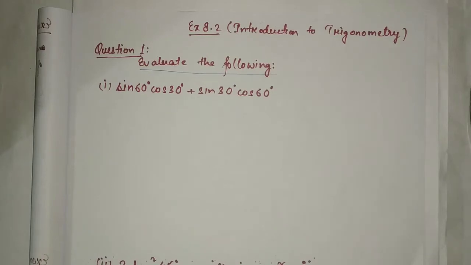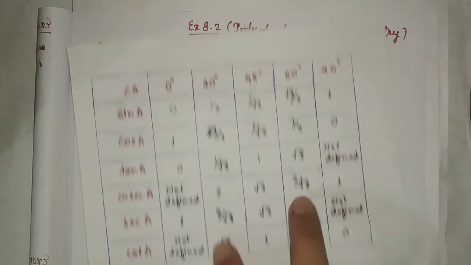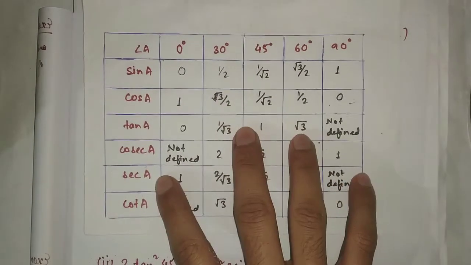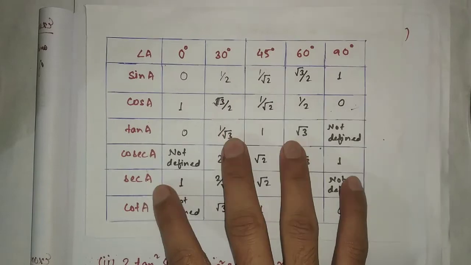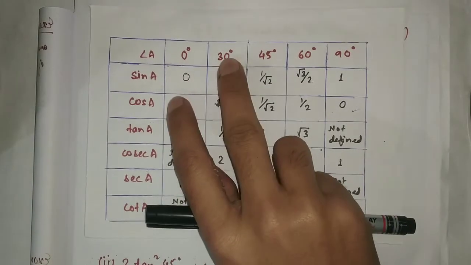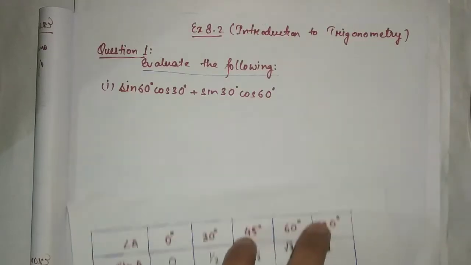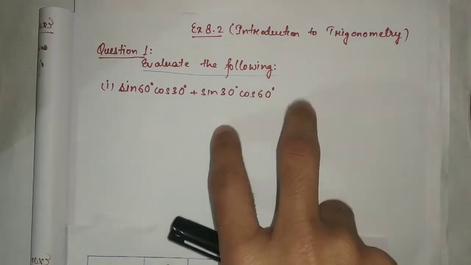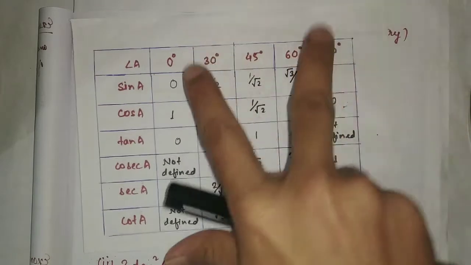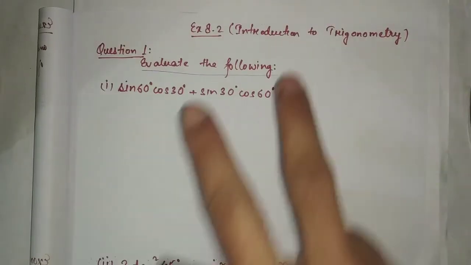Hello guys, welcome to the fifth part of chapter 8, Introduction to Trigonometry, of the NCERT Maths book, class 10. In the last video of this chapter, I taught you how to remember this table of trigonometric ratios of some standard angles: 0 degree, 30 degree, 45 degree, 60 degree and 90 degree. In this exercise we are going to use this trigonometry table to solve various problems.